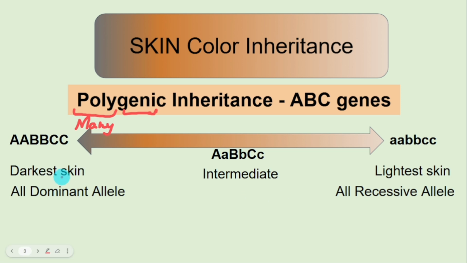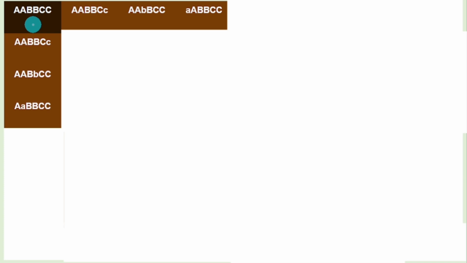So what is observed is individuals with darkest skin will have all alleles in dominant form. Whereas individuals with lighter skin will have all the alleles in recessive form. So check this table. This is the darkest skin color shade. And then in this case, what you can notice is you have 1, 2, 3, 4, 5 alleles in dominant form and 1 allele is recessive. Similarly over here, 5 alleles are dominant, 1 is recessive. So when you have 5 dominant alleles and 1 recessive allele, the skin color is lighter compared to this one in which all 6 are dominant alleles.